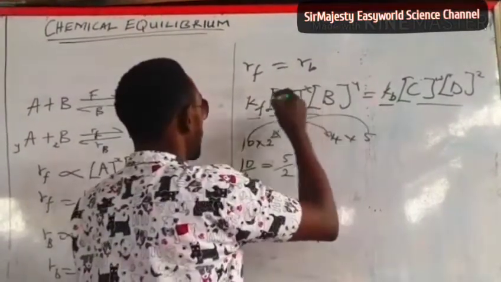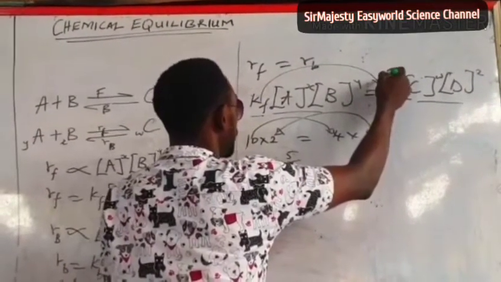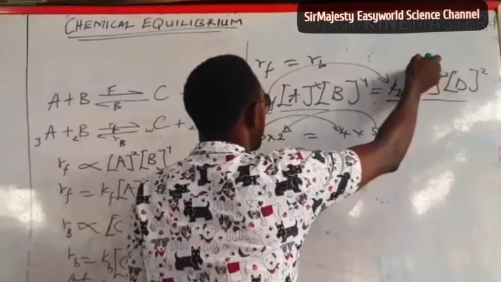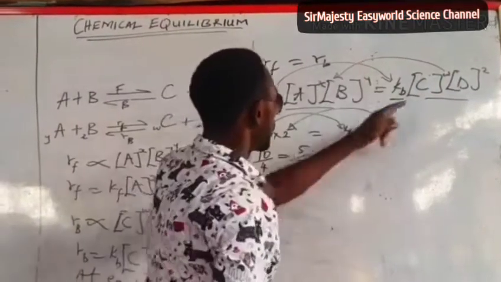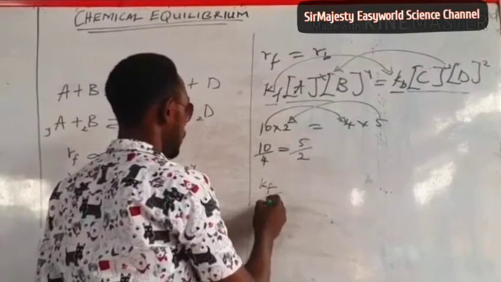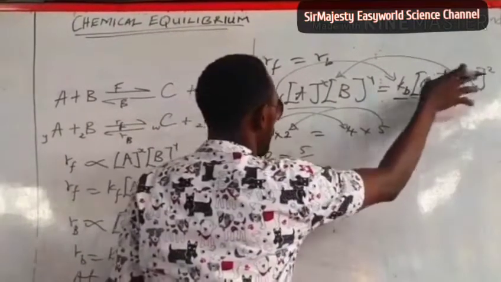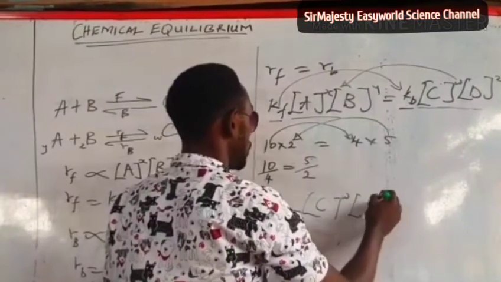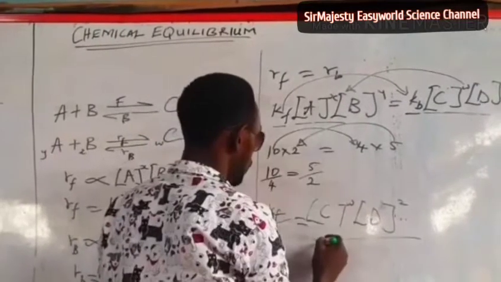So by so doing, Kf over Kb should be equal to C to the power w multiplied by D to the power z, all over A to the power x times B to the power y, dividing by this one.